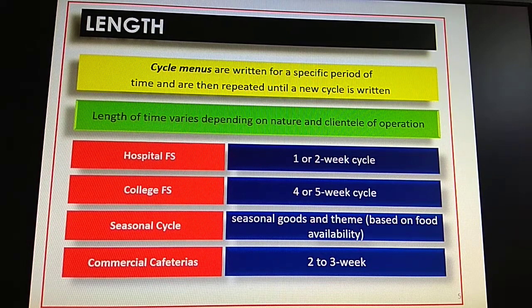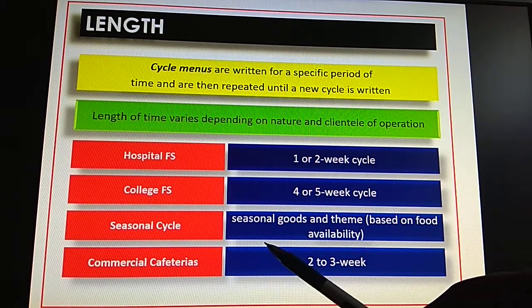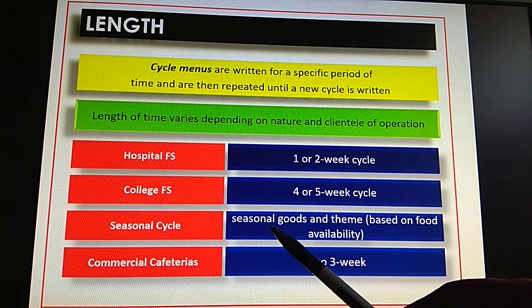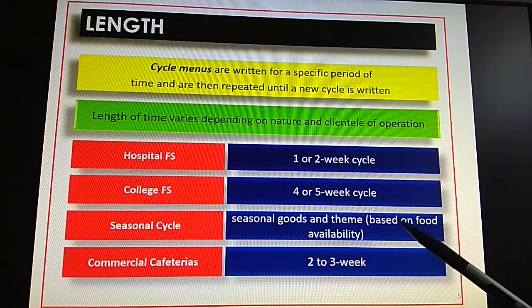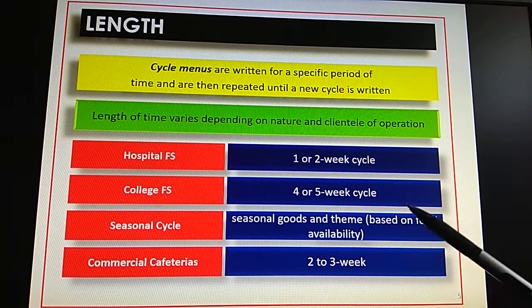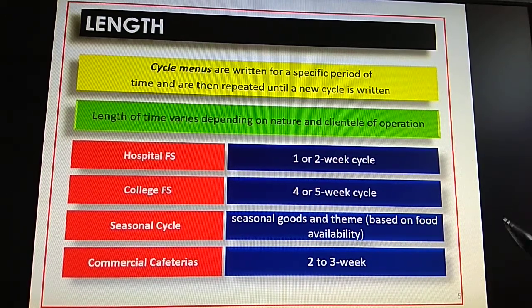And then the only difference that we can say in terms of seasonal cycle is whether it is expensive or not, based on food availability. Nowadays we cannot say that it is a seasonal goods and theme, but we can still say that it is based on food availability, because some ingredients and goods are not available at a very good price when it is off season.